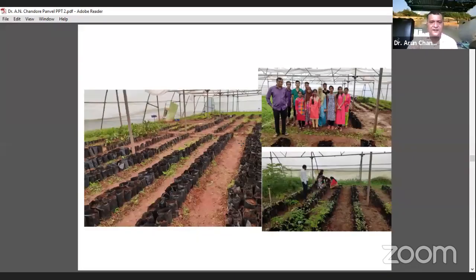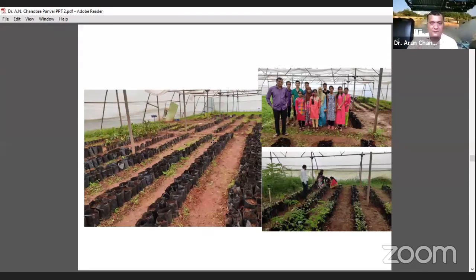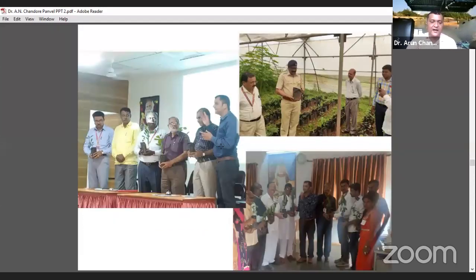We prepared these seedlings in our polyhouse nursery with the help of botanists and NSS students. You see these seedlings, about 1,000 seedlings of this endemic and rare tree species, propagated in our college botanical garden and polyhouse. I am happy to inform you that we distribute these seedlings free of cost to the forest department, other colleges, our education societies, and different institutes in Konkan and other regions.